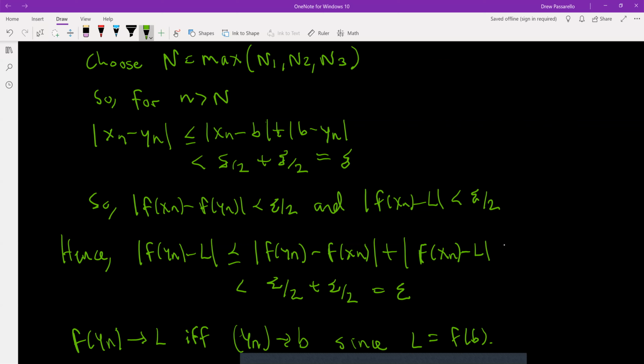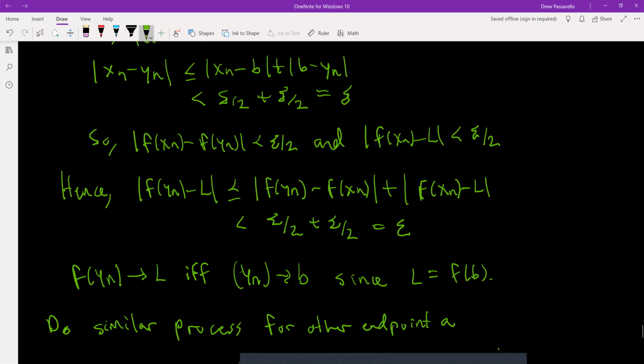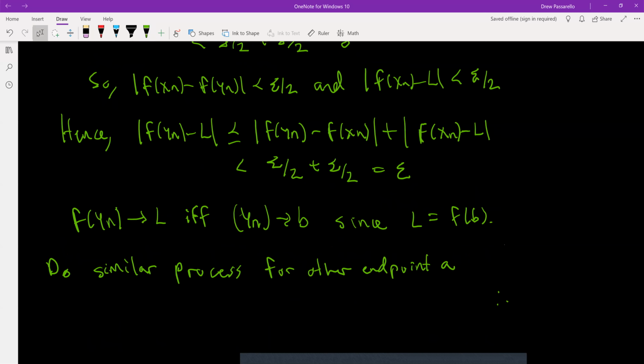And for that delta, we get that f of xn minus f of yn is less than epsilon over 2. And then we get that f of xn minus L is less than epsilon over 2 for n bigger than capital N, if capital N is the maximum of n1, n2, and n3. So hence f of yn minus L is less than or equal to f of yn minus f of xn plus f of xn minus L. Each one of these is less than epsilon over 2. So then we get epsilon.